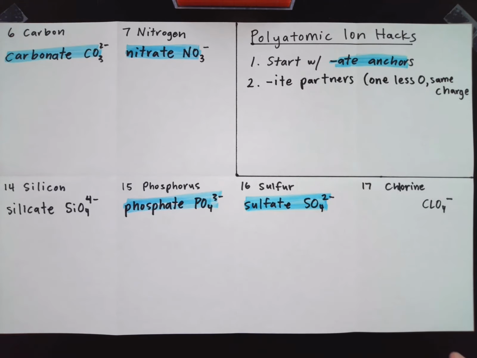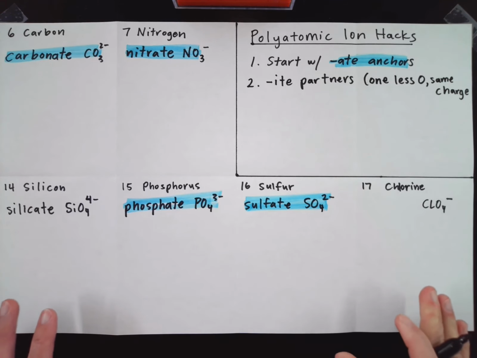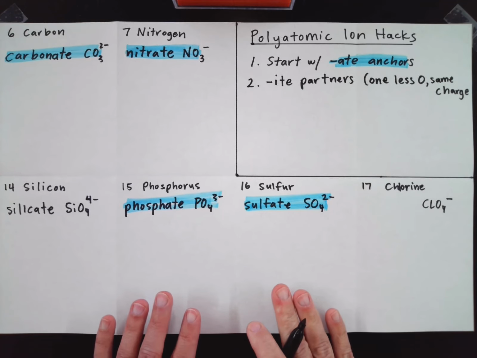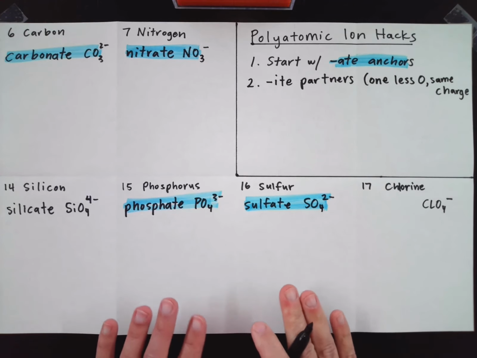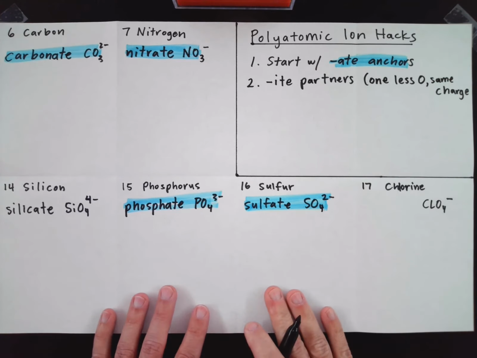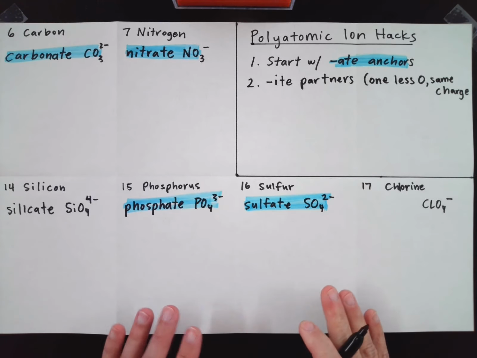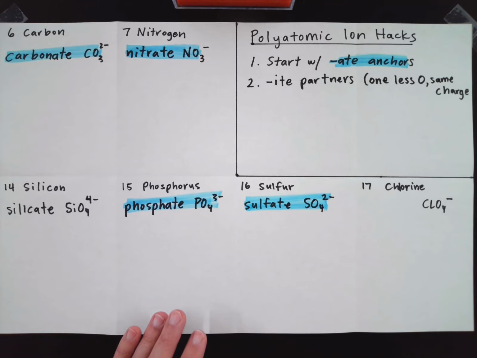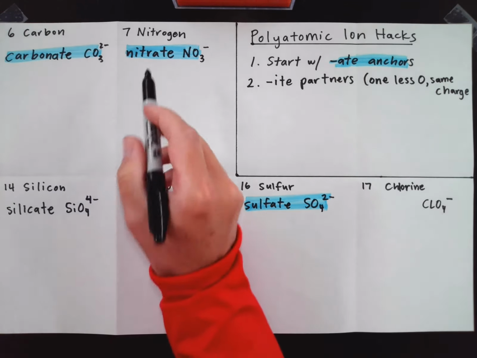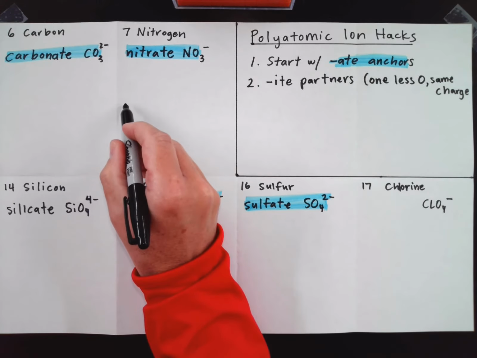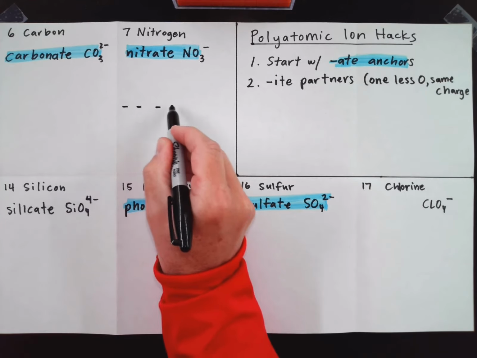Okay. Some of these are more common than others, and my understanding is that some polyatomic ions, although it's possible that they exist, are not very stable. They're very reactive, and they'll quickly react with something else. But some are super common, and you're going to run into those quite a bit. So one of the more common ones using the ite partner rule is nitrite. And I'm going to put that halfway down here.